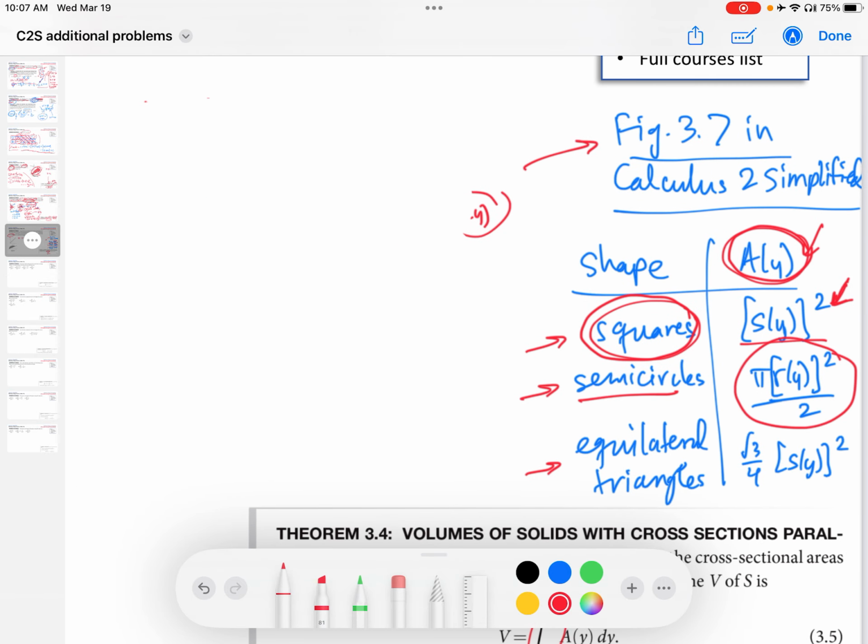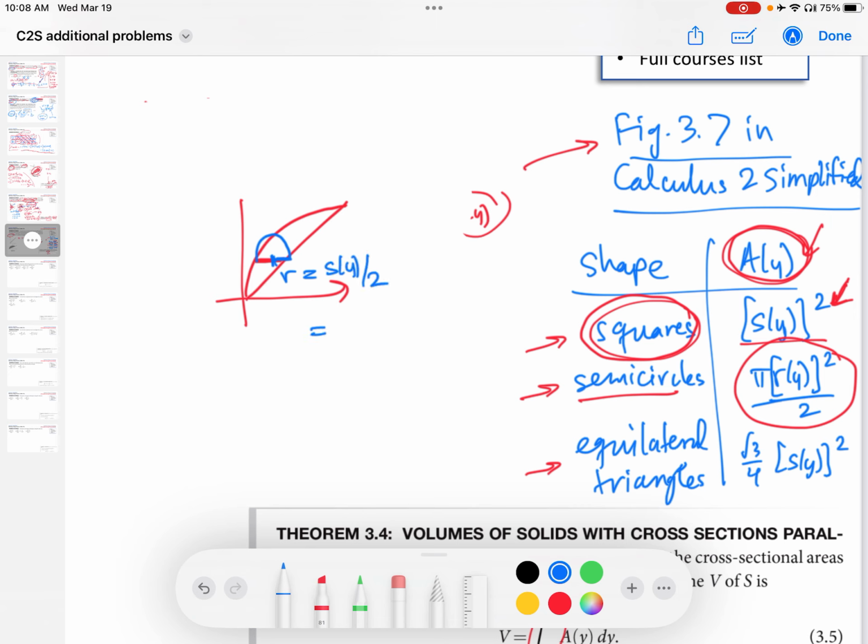The area formula is pi r of y squared over 2. So what is r of y? Well, r of y is the radius of your semicircles, right? So if I go back to my region over here, I have this infinitesimal rectangle that's going to be the base of my semicircle. Imagine a little semicircle drawn above it. Then the radius is going to be half of that width. So the radius is what we had called before s of y divided by 2.